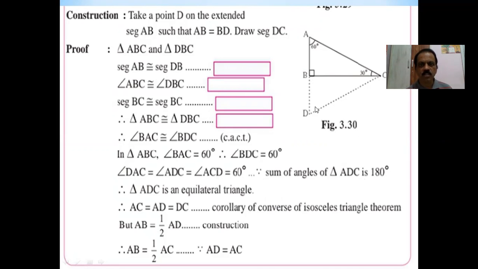Congruence of triangles correspondence. This is 30 degrees. This is also 30 degrees. So 60, 60, 60, the sum of the angles of this triangle is equal to 180 degrees. Therefore the triangle ADC is an equilateral triangle.